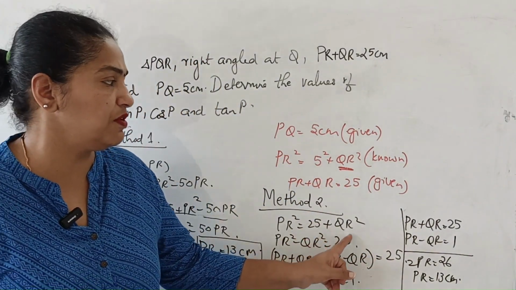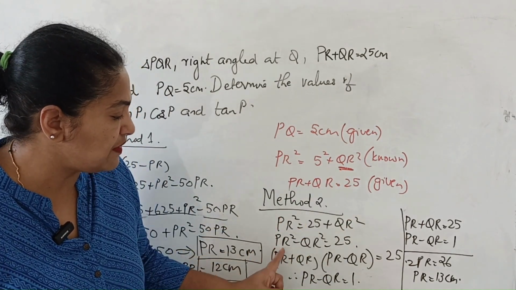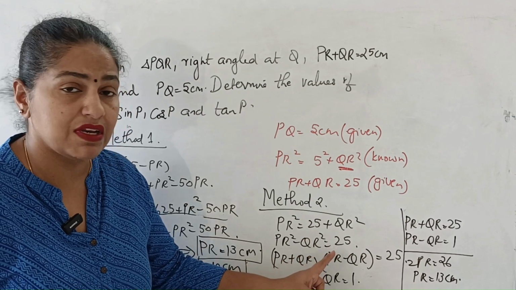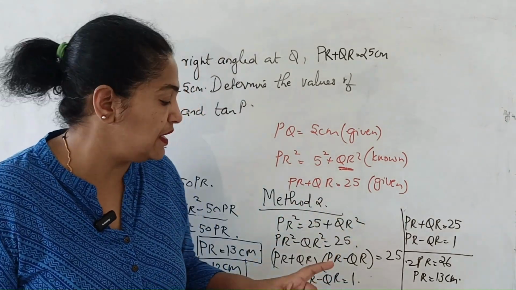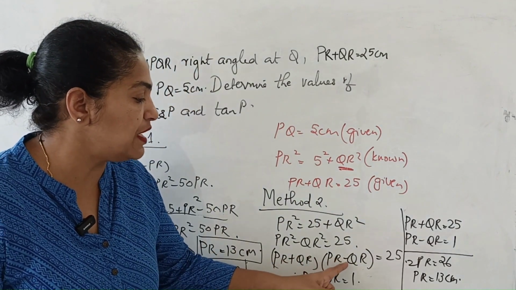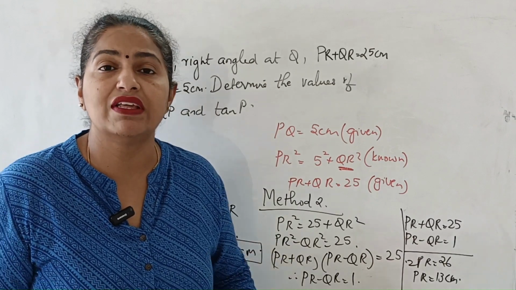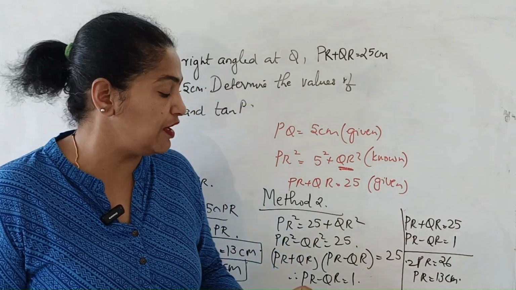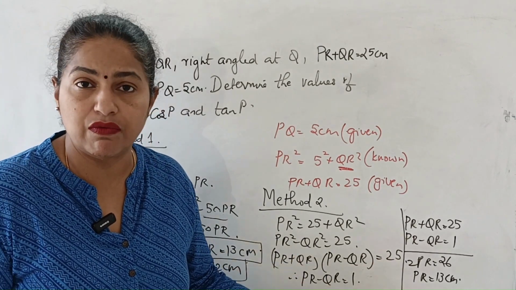PR square is 25 plus QR square. We already know about it. When I am taking QR square to this side, it is PR square minus QR square is 25. This is of the form (a plus b) into (a minus b). So, (PR plus QR) into (PR minus QR) is 25. PR plus QR we already know the value. What is it equal to? It is equal to 25. So, I will get PR minus QR is 25 by 25, which is equal to 1.